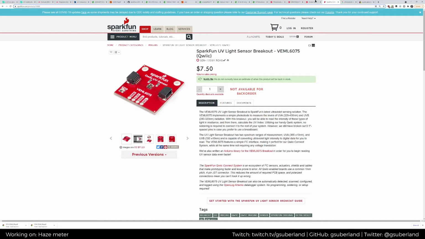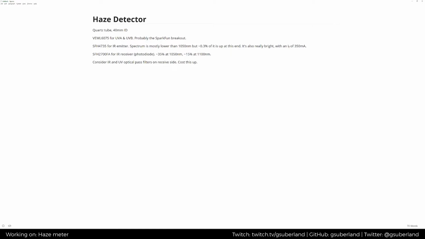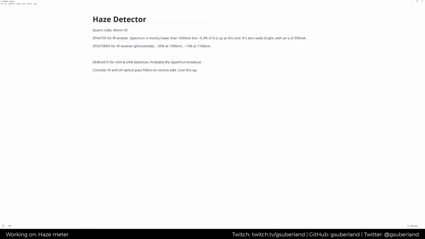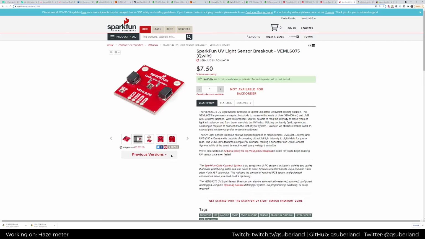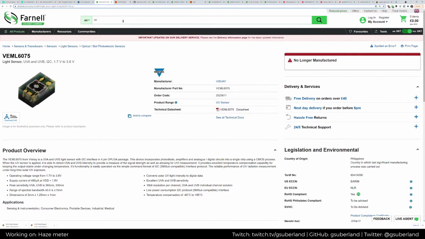And yeah, okay, so we know we've got the breakouts for that. So we got the IR emitter and the IR receiver. So let's put this here. I need a UVA and a UVB, particularly the UVB side emitter. And UVB LEDs are notoriously not easy to get hold of.